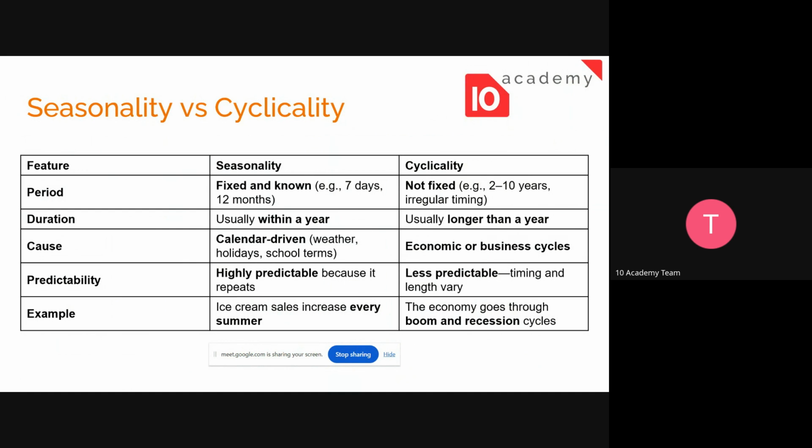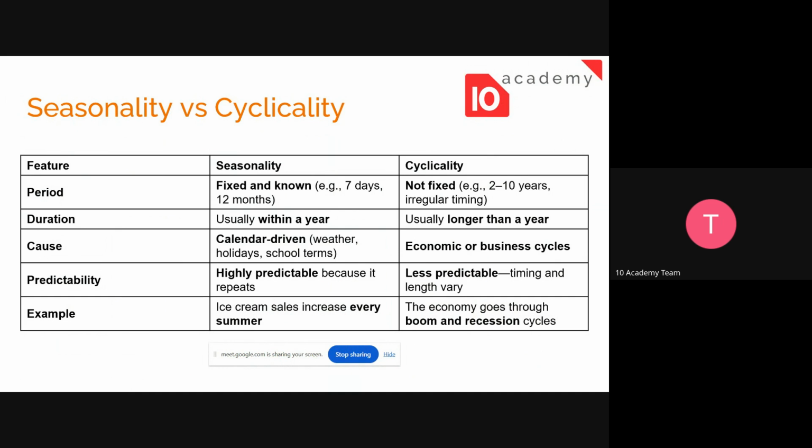Final point on this: the difference between seasonality and cyclic. The period for seasonality is fixed and known. It's a fixed interval, as I mentioned, like 7 days, 12 months, or quarterly within 3 months. It could be weekly, but it's known. When we come to cyclic, it's not fixed. It could be within 2 years, or the data could change within 10 years, but it's cyclic. It will repeat itself, but it's not fixed.